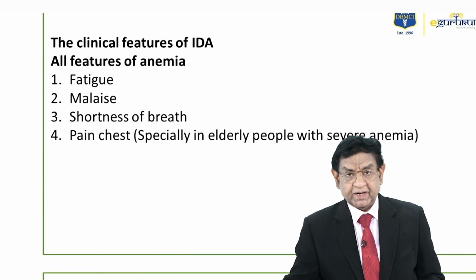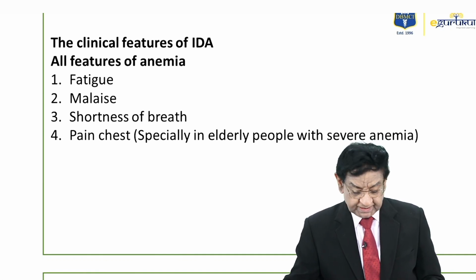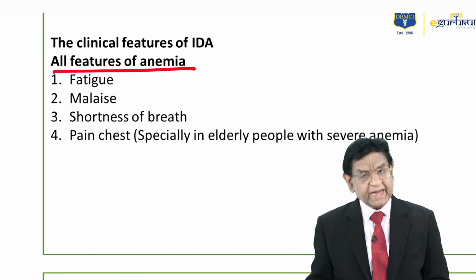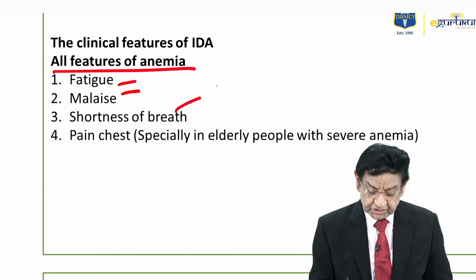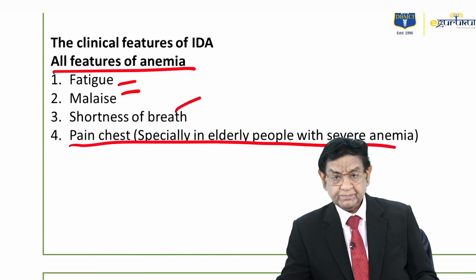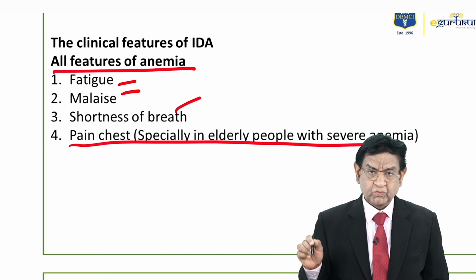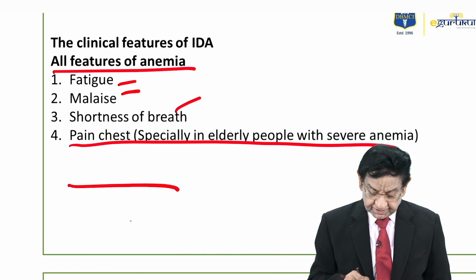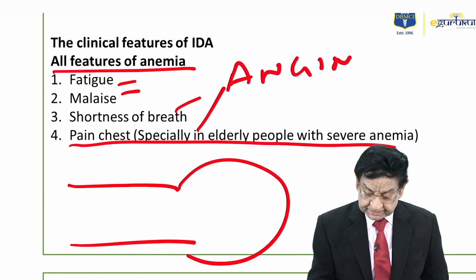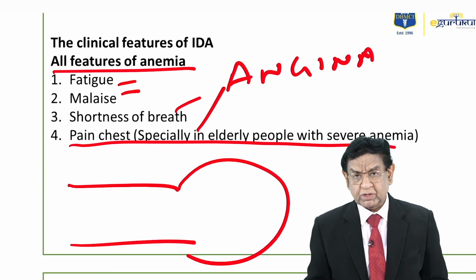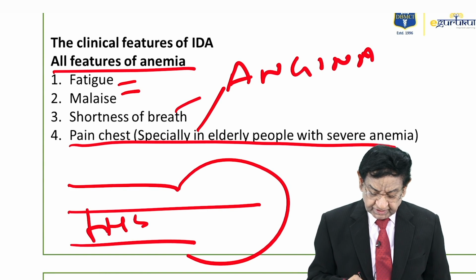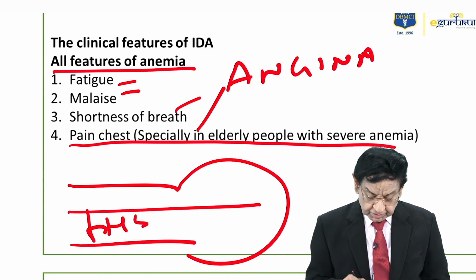Having learned the difficult part of iron metabolism, now let us see the clinical features of iron deficiency anemia. All features of any anemia, like fatigue, malaise, shortness of breath, or chest pain, especially in elderly people with severe anemia. They can have chest pain. Why do they have chest pain? This is the coronary artery. This is the myocardium. They develop a type of angina, to be more precise. Maybe the coronaries are normal, but whatever blood is going has highly reduced hemoglobin.